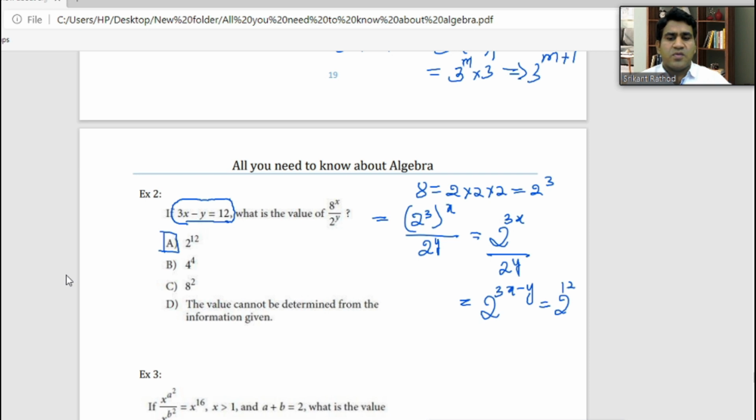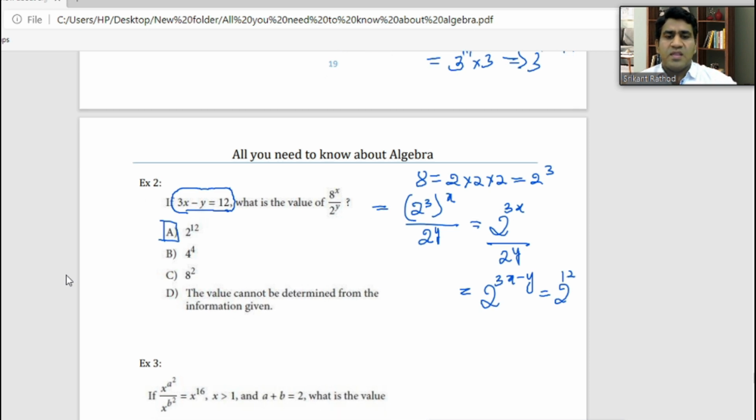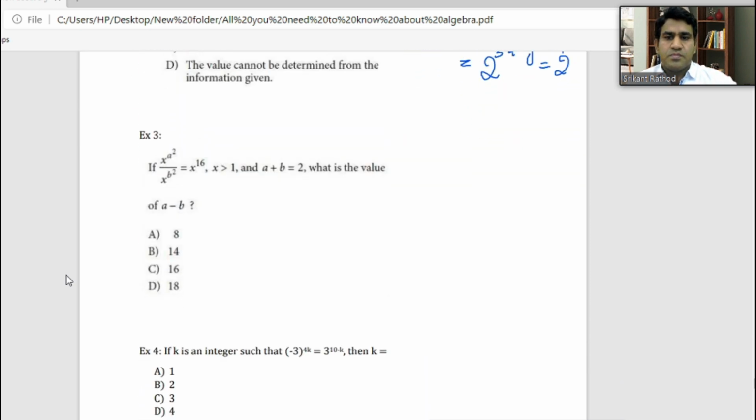All right, so this is how you solve questions relating to exponents. Okay, let's take another example.